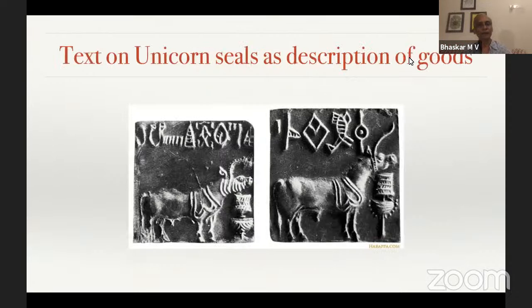So the text on unicorn seals, the text that you see on top, represented the goods. I'm not reading any text itself today, except to indicate that these texts would have said, I'm sending so much gold, so much of precious stones, so much of ivory, so much of indigo textile, so much of farm produce, forest produce such as honey, and farm produce such as barley or til, oil, or whatever.